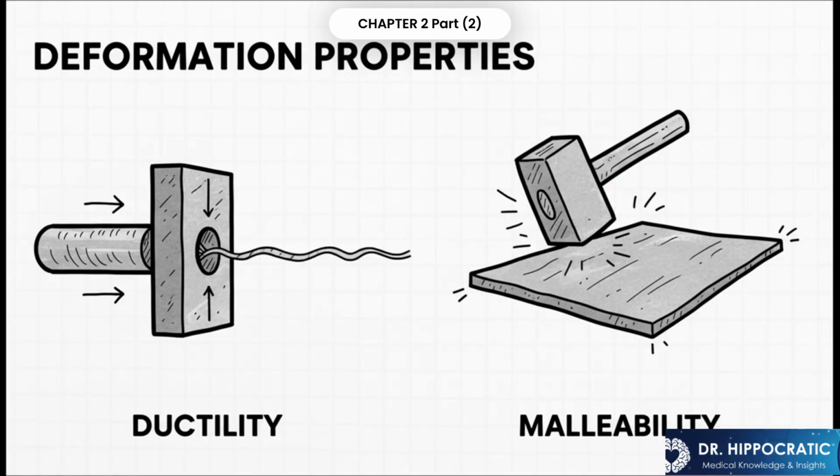And finally, that plastic, curvy part of the graph tells us about two related properties. Ductility is how much a material can be stretched or drawn out into a wire before it breaks. This is crucial for things like orthodontic wires. And malleability is how much it can be compressed or hammered into a thin sheet without cracking. Super important for adapting something like a metal denture base.